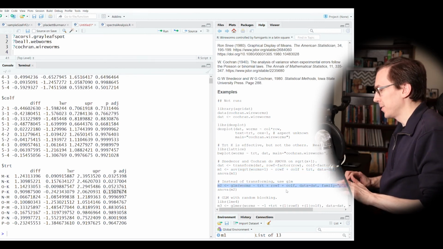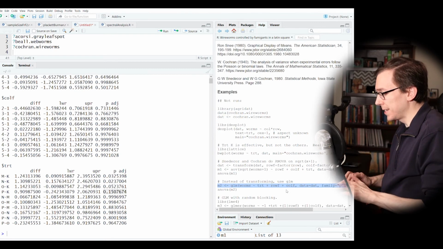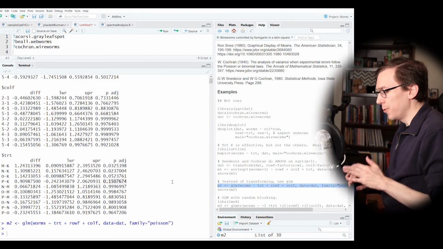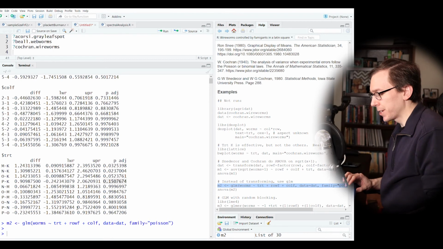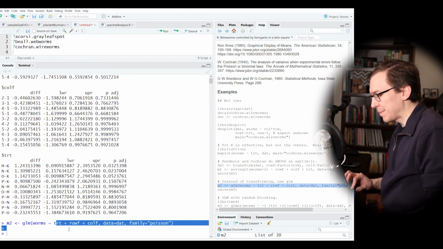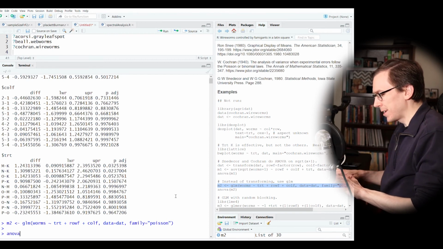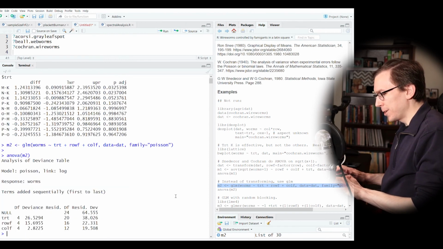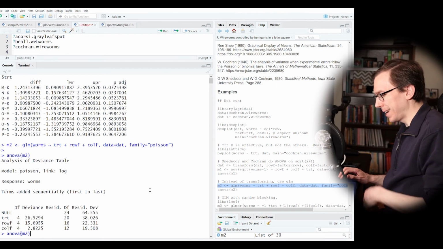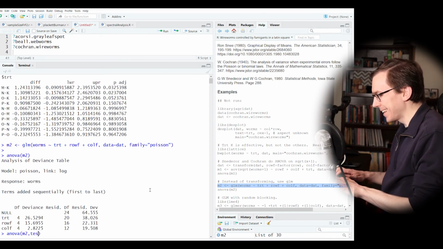But again, it is counts data. We can use the Poisson distribution, as they say here, with the GLM function. And we have the exact same setup here, but now we have a Poisson distribution. And if we type in ANOVA, what do we get out? Well, I always forget to do that. I want my test statistics.